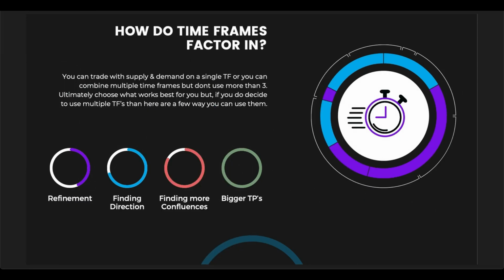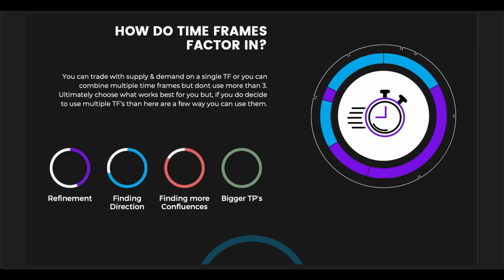Now, some of the more interesting slides. So how do time frames factor in? You can trade with supply and demand on a single time frame or combine multiple time frames, but don't use more than 3. Generally, that is a rule I keep, but you can use as many as you want. But again, personally, I don't use more than 3 combined time frames. Ultimately, choose what works best for you.